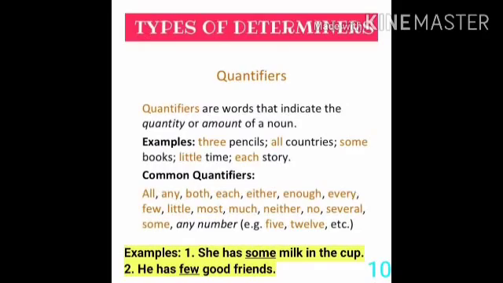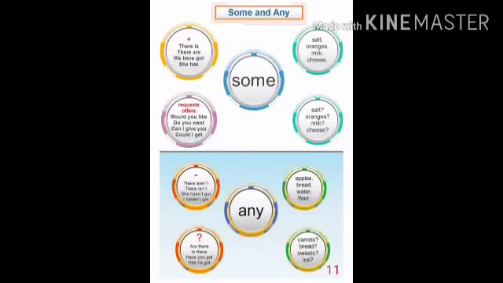The quantifiers some and any. Some is generally used in affirmative sentences with both countable and uncountable nouns, such as there is some salt. Here some defines the quantity of salt which is uncountable and it's a positive sentence. Next, there are some oranges. Here some defines the quantity of oranges which is countable.